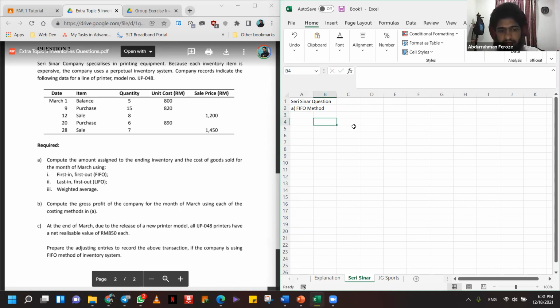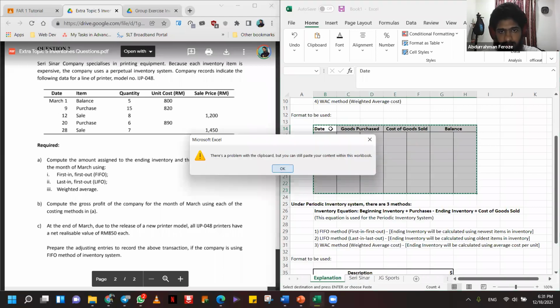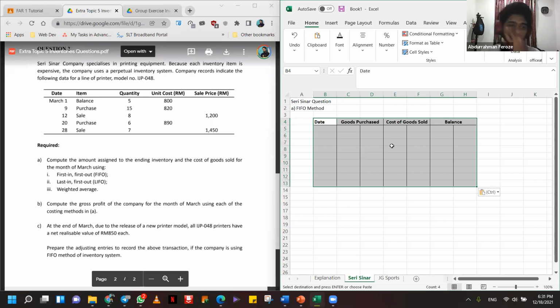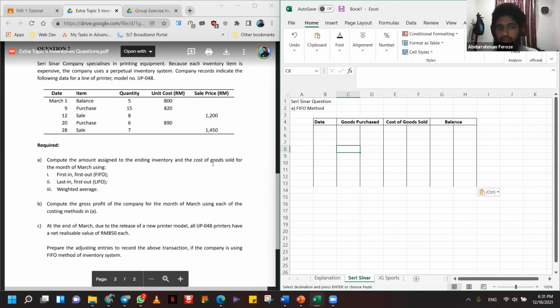So we'd have to go through each of this and complete the table. Eventually, we'll get the ending inventory and the cost of goods sold. Ending inventory is basically the balance. So then we have date. We have 1st March, and then we have 5. There are no goods purchased and no goods sold, so the balance would be 5.